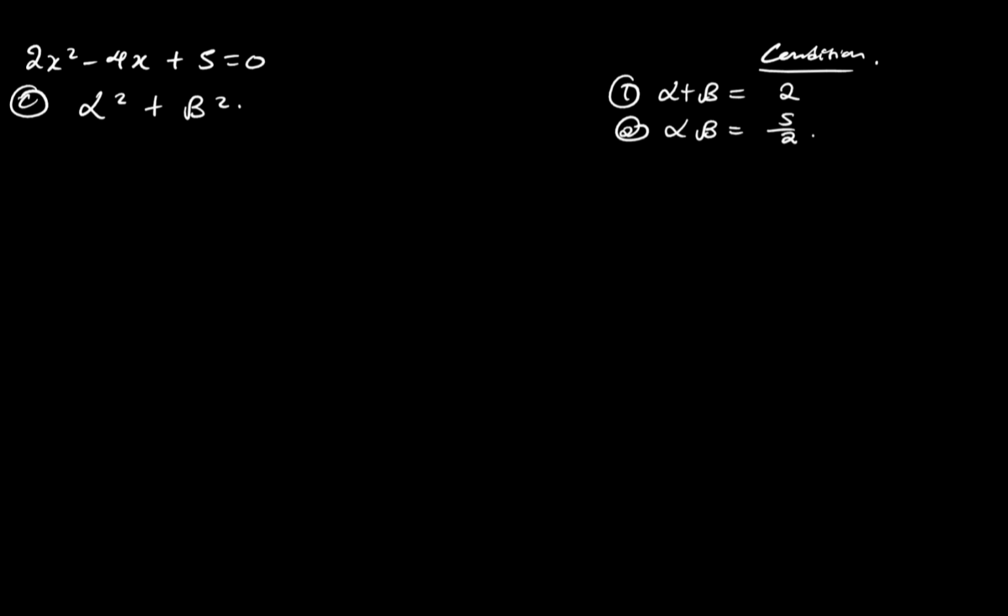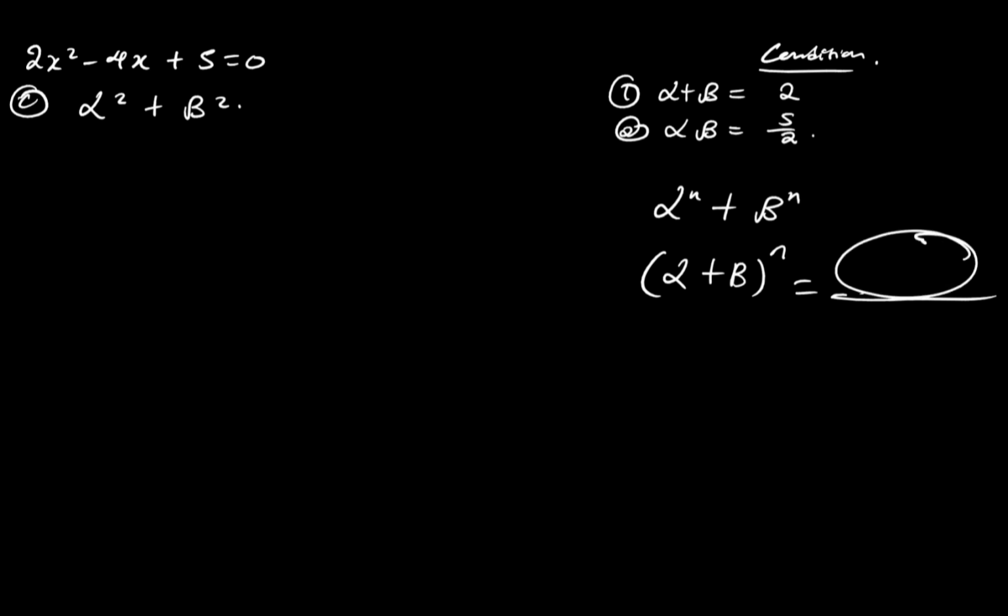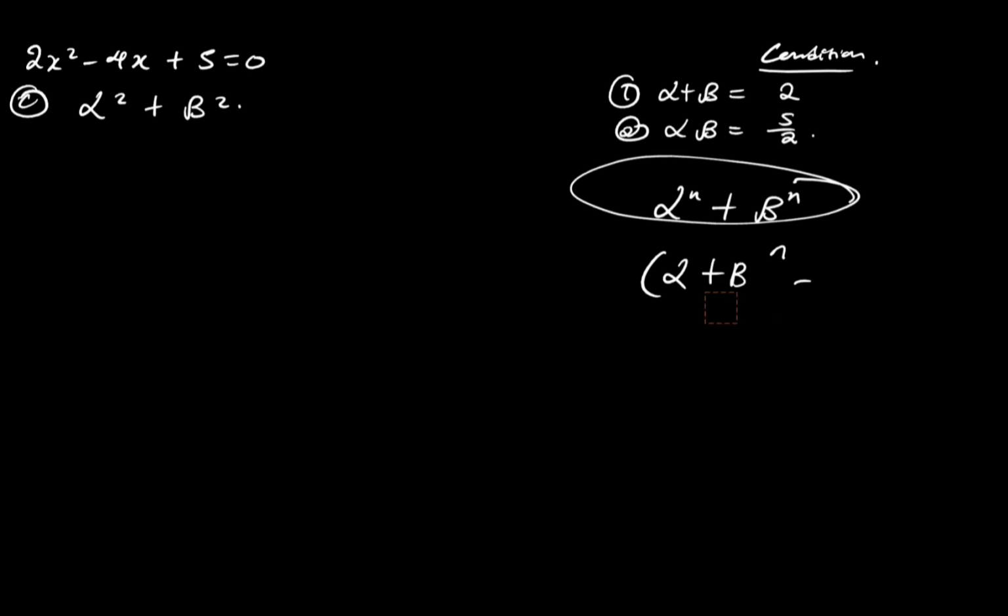If they told you to find, let's say, alpha to the n plus beta to the n, all you have to do is rewrite this as alpha plus beta, then raise it to the n, and then expand this to get a value this side. Whatever value you get this side, try and get something that looks like this and mimic the equation.